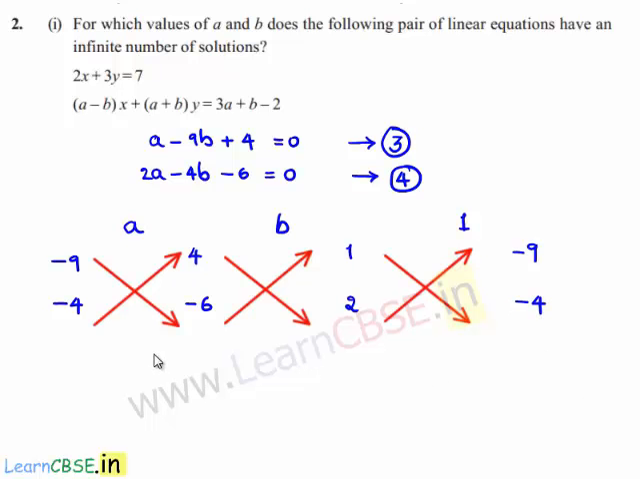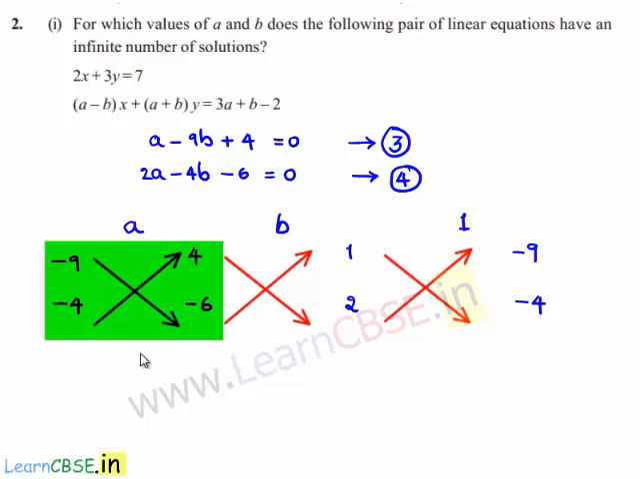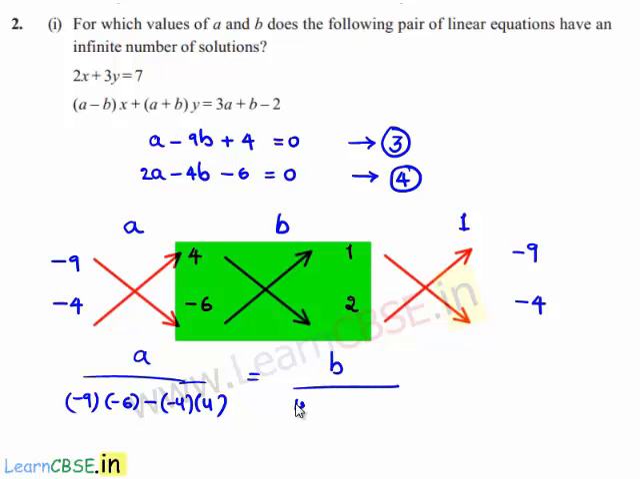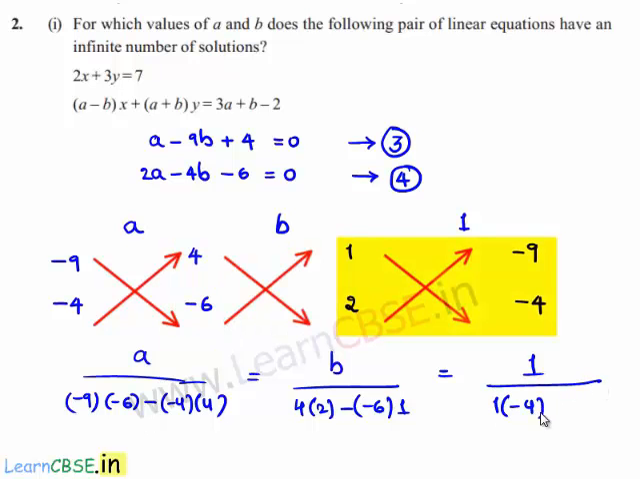Now by cross multiplication we write a by minus 9 times minus 6 minus 4 times 4, this is equal to b divided by 4 times 2 minus 6 times 1, this is equal to 1 divided by 1 multiplied by minus 4 minus 2 multiplied by minus 9.